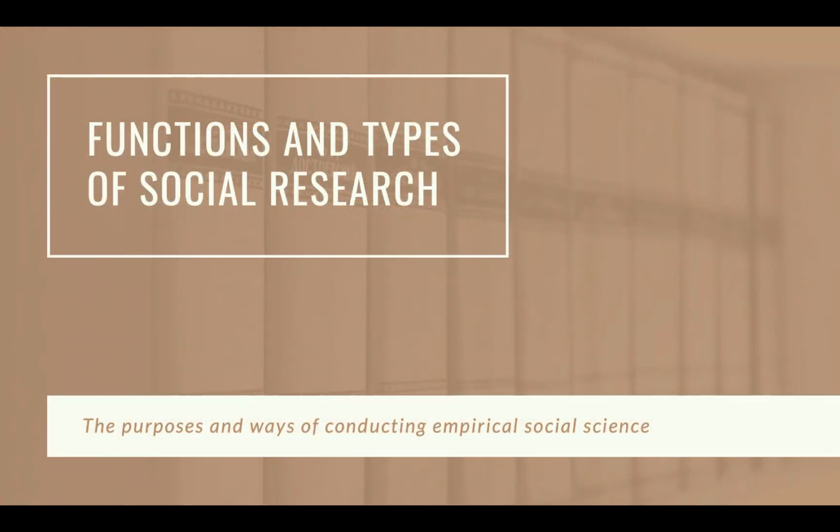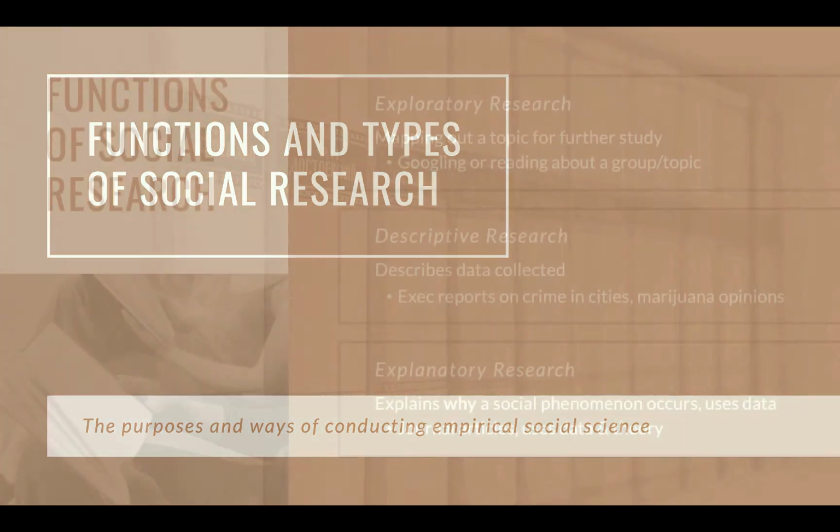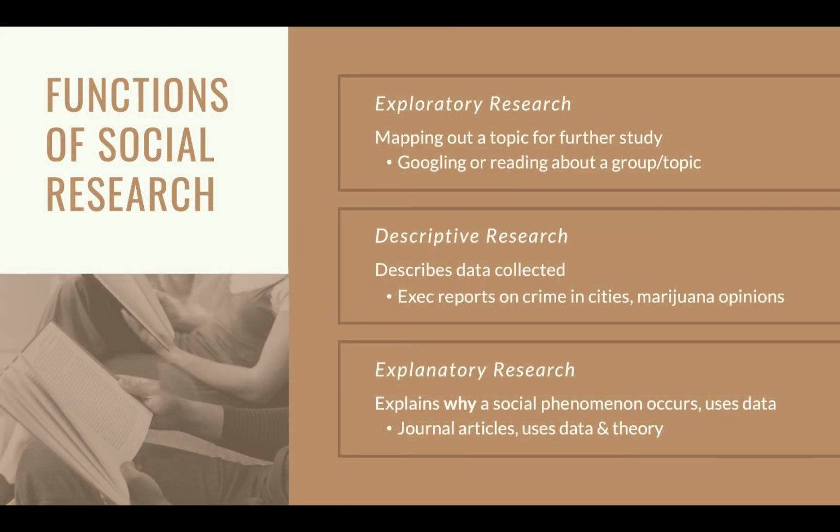Functions and types of social research. We have three functions of social research: exploratory, descriptive, and explanatory. Exploratory research you can think of as, I'm going to look on Wikipedia about this topic. It's the lay term for research. Like, oh, I need to research that a little bit more. Me, as somebody who likes football, exploratory research would focus on, I want to research this football player, see if they're coming up in free agency, see their stats last year. So you're just mapping out a topic for further study. You're not looking at relationships between variables. You're just trying to get more information.